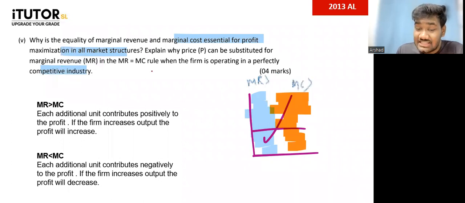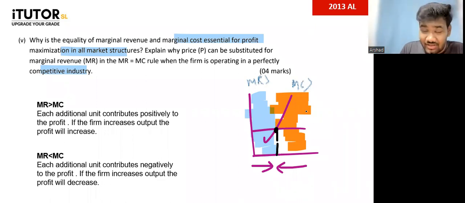So when marginal revenue is greater, you should expand output. When marginal cost is greater, you should decrease your output. And the point where marginal revenue and marginal cost are equal, that is where your profit is maximized. Because if you're in the blue area, to maximize your profit, you will increase the output. If you are in the orange area, you will decrease output. And when you come to the exact point where MR equals MC, your profit is maximized.